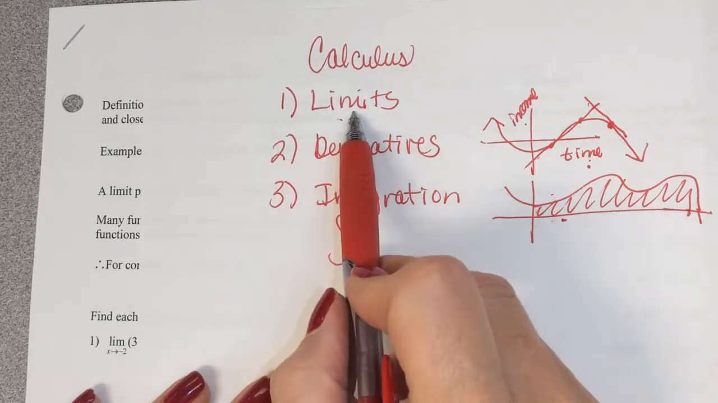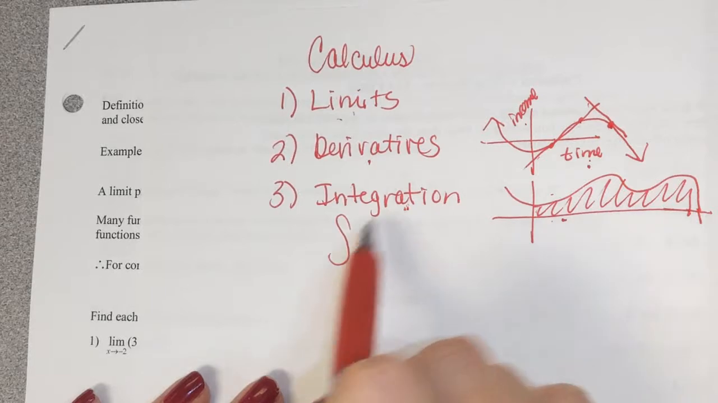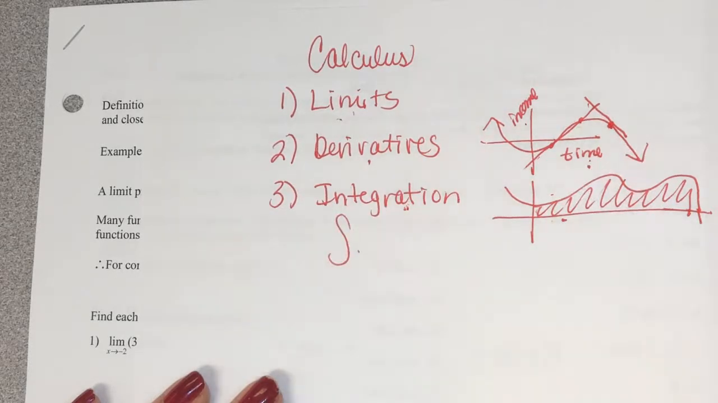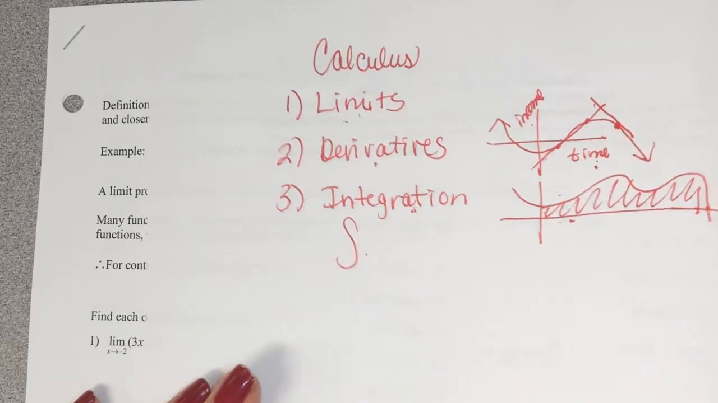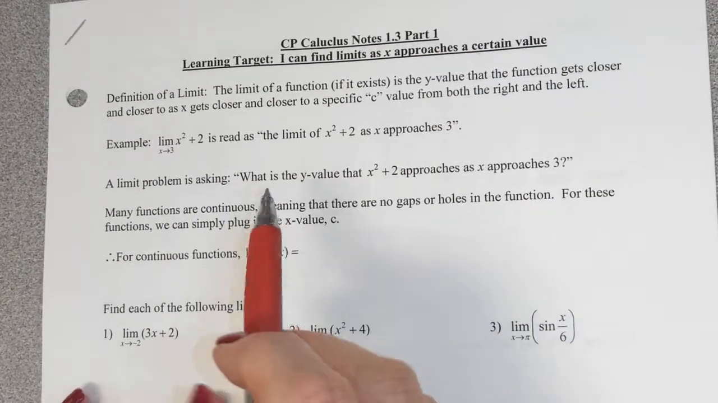So again, we're starting with limits. Those will lead into derivatives. And then the last thing we'll do is integration, which is this S symbol that we'll talk about much later in the year. All right, so now back to limits and the definition of a limit.